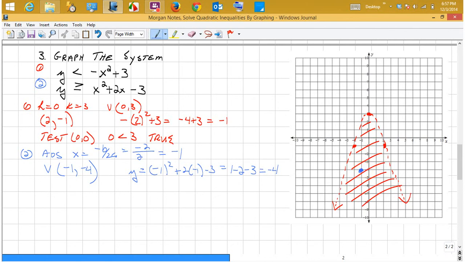And let's pick another point. I'm just going to pick x equal to 1. If I put 1 into that equation, I get 1 squared plus 2 times 1 minus 3. 1 plus 2 minus 3 is equal to 0. So the point 1, 0. So the mirror point will be over here. It's going to be a solid curve.